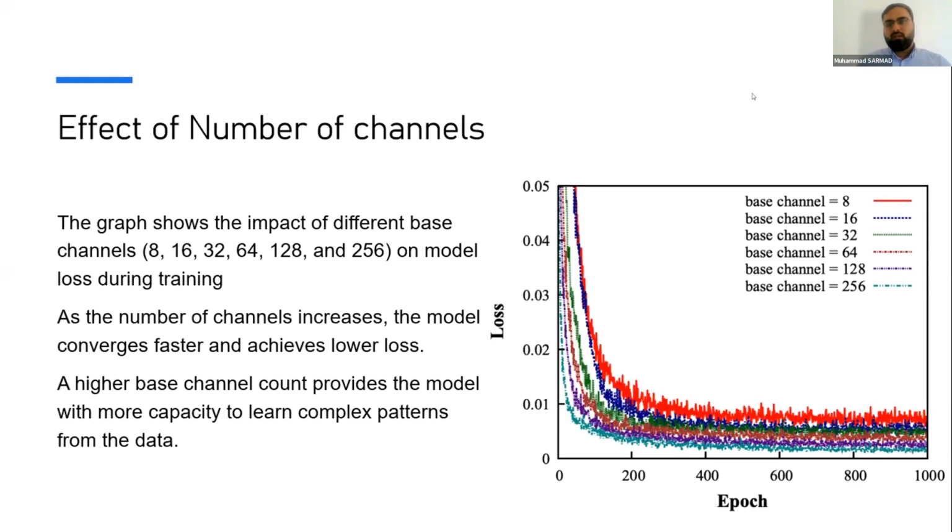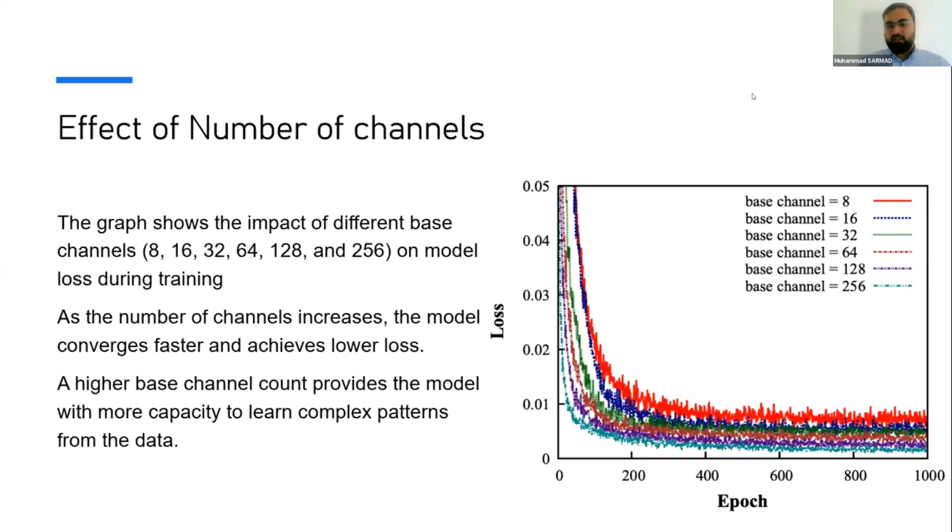So the first parameter that we tried to explore was changing the number of channels. The channel depth obviously affects the model performance. This graph, as you can see, shows the model loss during the training for the different base channels from 8, 16, 32 until 256.